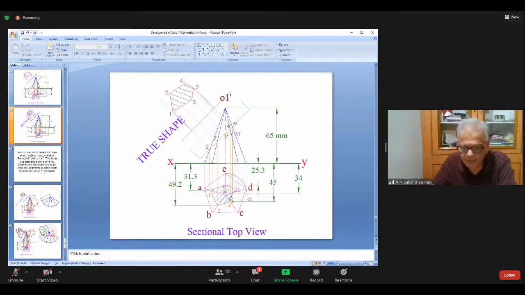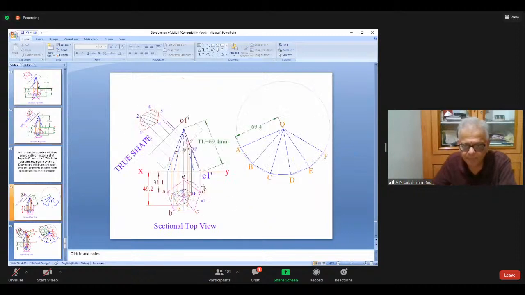Now, what am I doing? This OD is not parallel to XY. Therefore, I will not get the true length. So from O, draw a horizontal line. With O1 as center and O1D as radius, draw an arc. It cuts at E1. Draw a perpendicular. It cuts XY at E1 dash. Join O1 dash, E1 dash. That is the true length.